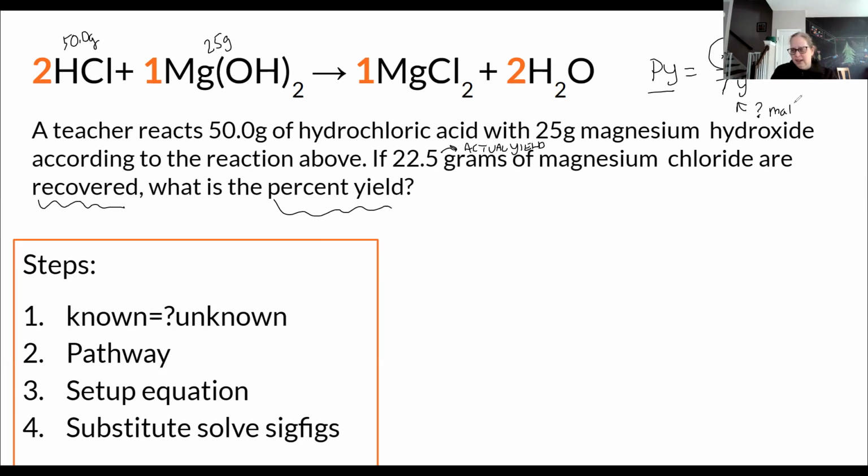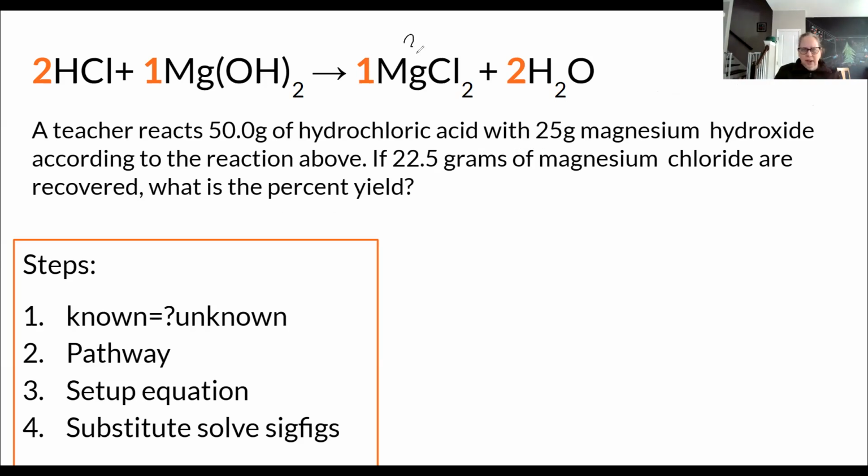I want to find the percent yield, but I am missing the theoretical yield. And as I said, that is what the math or the stoich will tell us. That's what the theory tells us. So I just got to put that on the back burner right now. And first I have to figure out the stoich magnesium chloride. All right, so I need the stoich magnesium chloride. And what units am I going to need it in?